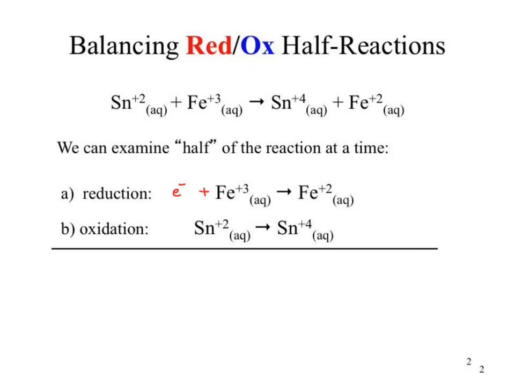We gained electrons. So we put our electrons on our reactant side. They were part of the reaction. We had to add them into our structure. Okay? What happens when we look at our oxidation? Is our charge balanced there? Nope. What happened to our tin plus 2? It had to lose 2 electrons.